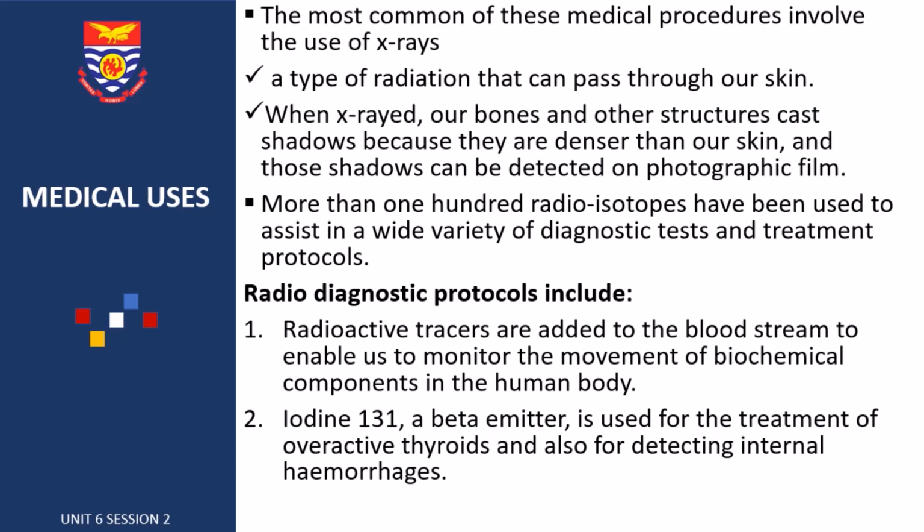The most commonly used is the X-ray. The X-ray is a type of radiation that can pass through our skin. So when the bones and other structures in the human body are X-rayed, they will cast a shadow because they are denser than the skin, and the shadows that the bones or these other structures cast can be detected on a photographic film.